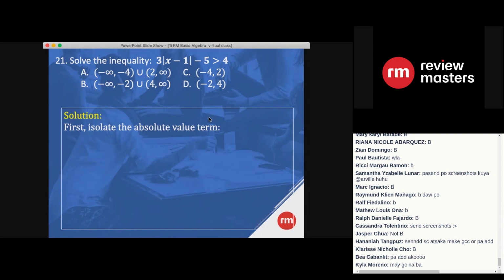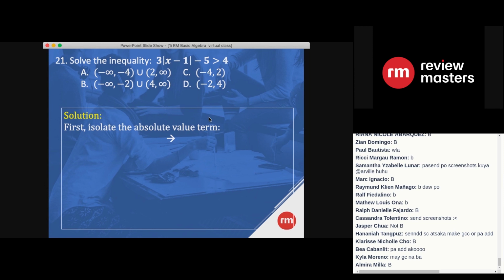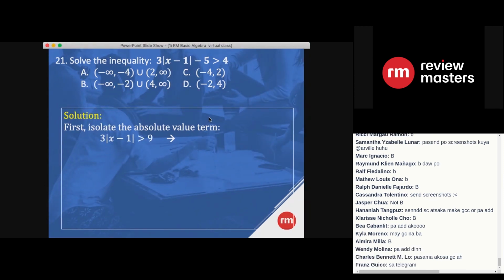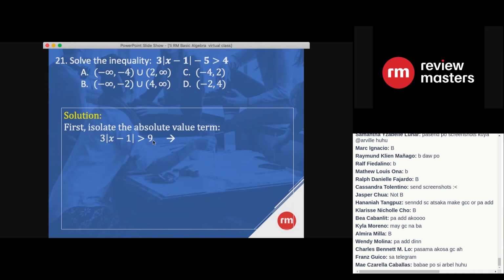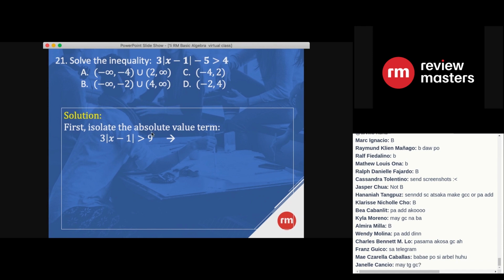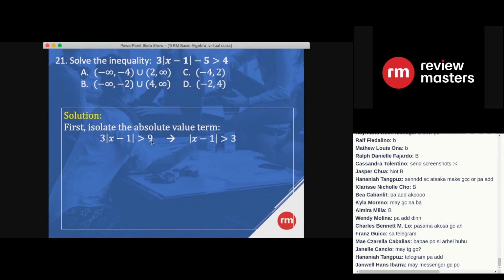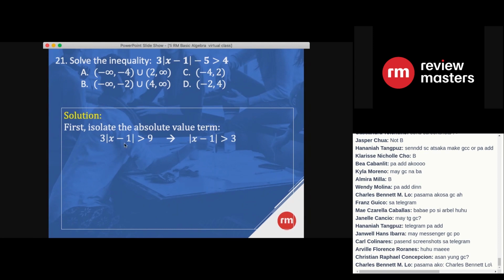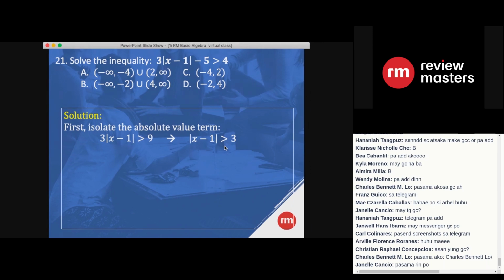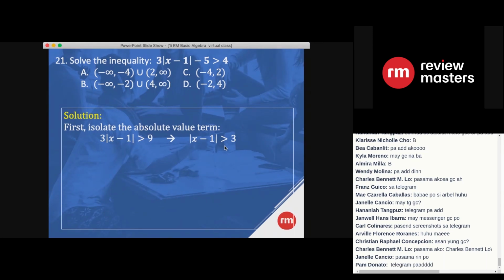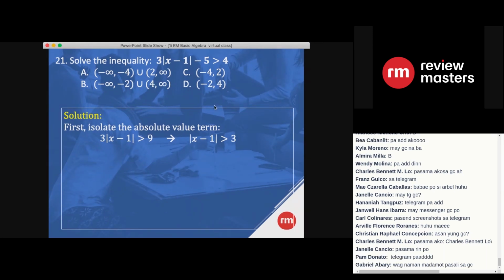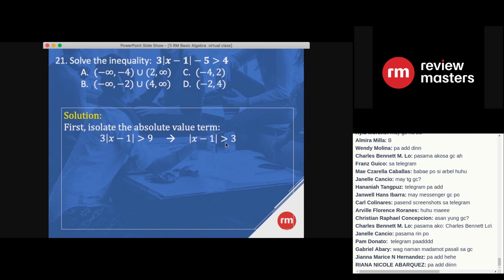Okay. So, in our example, you are going to isolate the absolute value. So, ito na yun. Ito, kailangang ilipat natin. So, negative 4, ililipat mo, magiging positive 9. Okay, 4 plus 5 is 9. Divide everything by 3. If you will notice, hindi naman nag-change ang sense natin because nag-divide tayo by a positive number. So, the absolute value of x minus 1 is greater than 3.